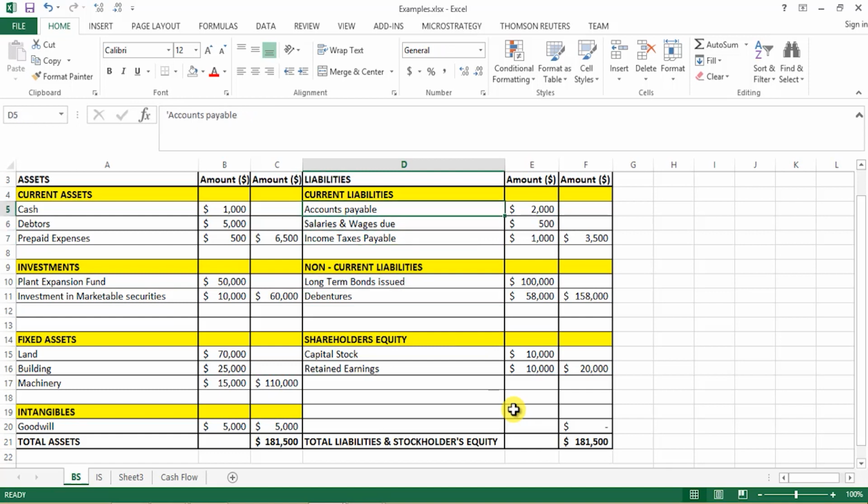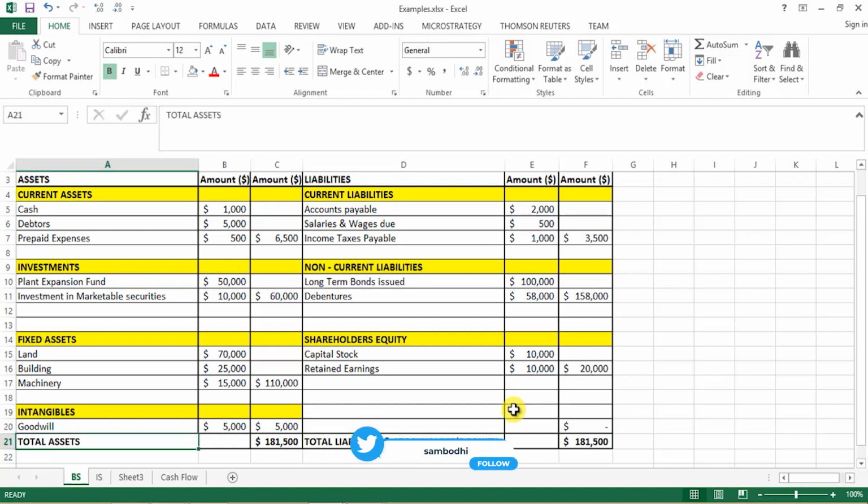In the current liability section, we have accounts payable, salaries and wages due, income tax payable. All these three are due within the next 1 year or within the next operating cycle. Hence, they form part of current liability. In the non-current liabilities, we have the long-term bonds, the debentures issued, that is all due after a period of 1 year. Lastly, we have the shareholders' equity, that is capital stock, retained earnings, and so on. That gives you the total liabilities and stockholders' equity.